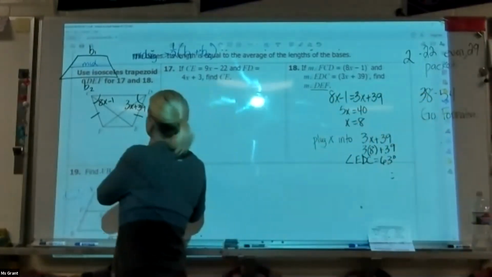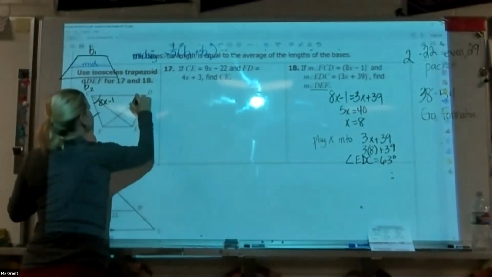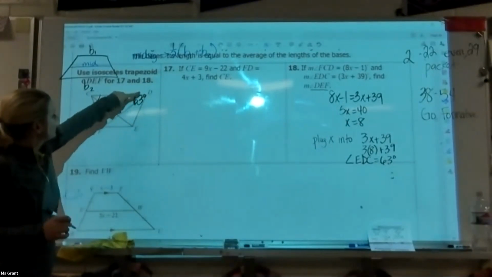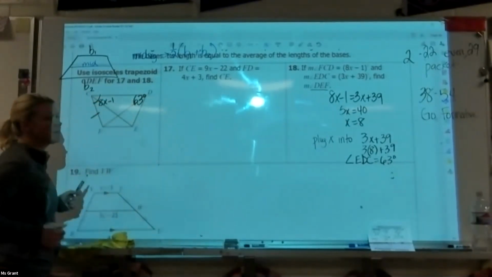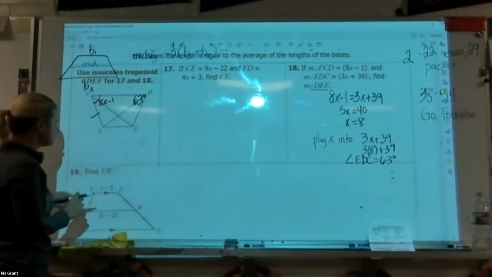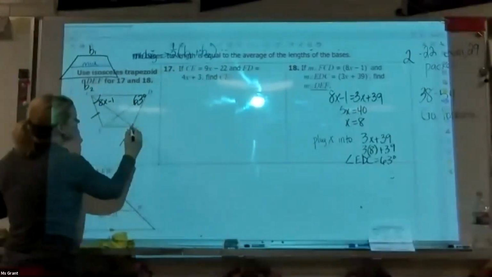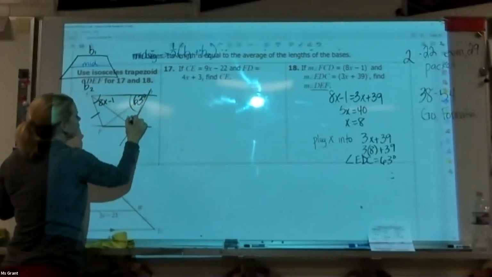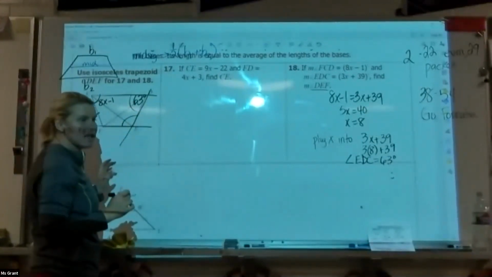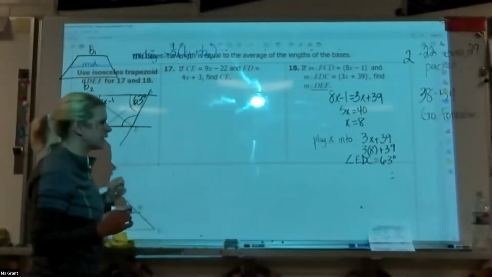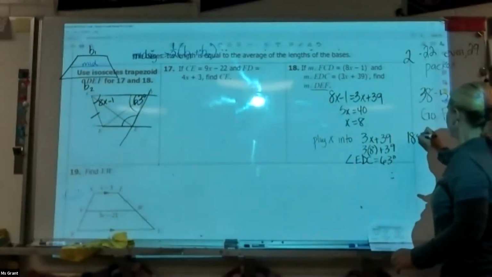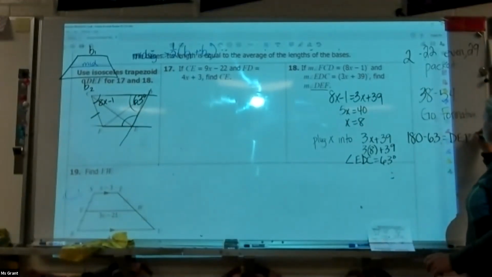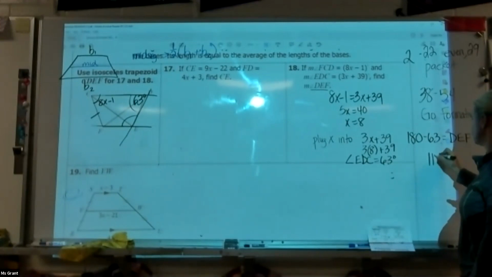That means that now this is 63 degrees. What did we say about these angles? And if you look at it and you think about what we learned first semester, if they're parallel lines, these two are same side interior. That means that something plus 63 makes 180. 180 minus 63 equals DEF. It's 117.